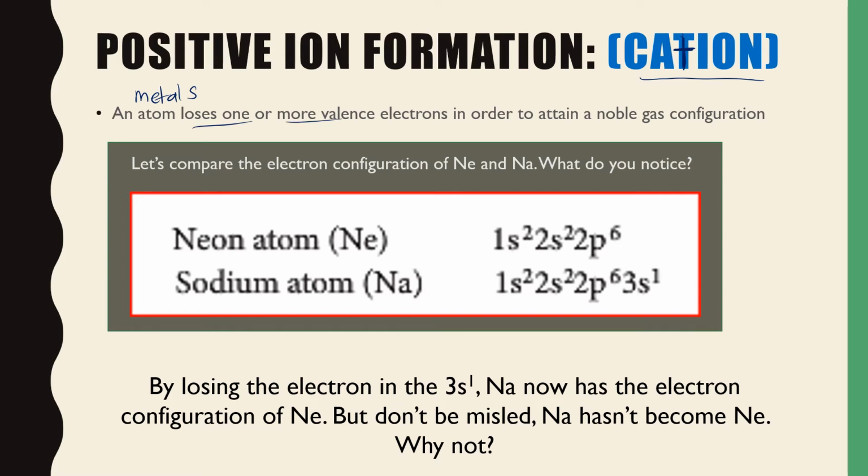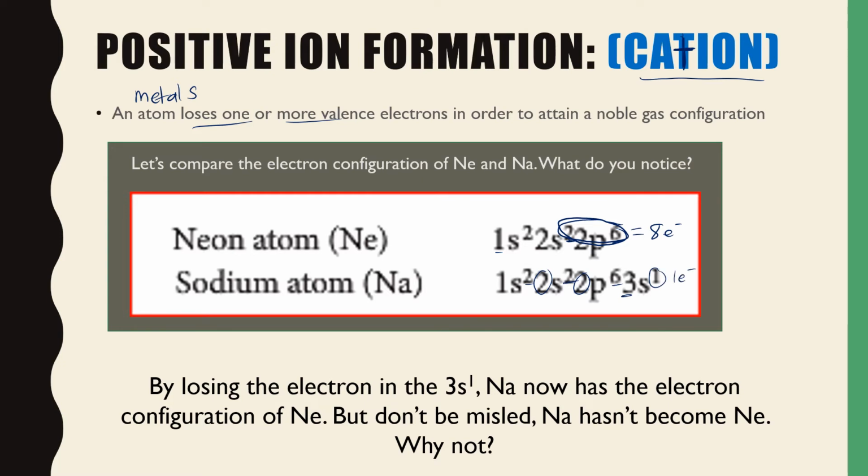So let's compare the electron configuration of neon to that of sodium. What do you notice? For neon, I see it has 2 electrons in the first energy level, and it has 2 electrons in 2s and 6 electrons in 2p. If I add up the electrons in the s and p, the outermost energy level, I see that it has 8 valence electrons. Now when I look at sodium, I see that it has 2 in energy level 1, 8 in energy level number 2, and in energy level 3 it has 1 valence electron.